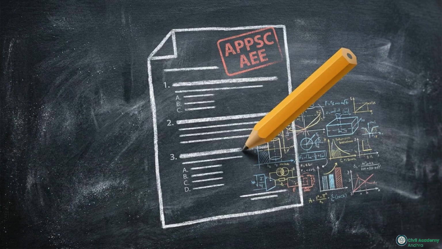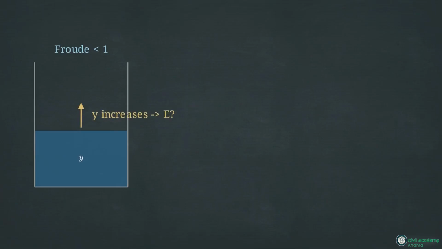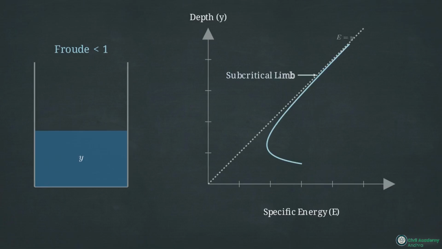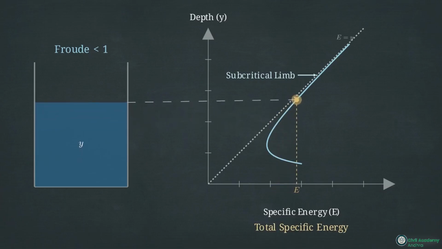Let's tie this all together with a capstone question you might see on the APPSC AEE. Imagine an economical rectangular channel with a Froude number of less than 1. If the flow depth is slightly increased, what happens to the specific energy? A Froude number under 1 means slow, subcritical flow. This places our state on the specific energy curve's upper limb. Since the curve slopes outward here, any increase in depth pulls the point right on the x-axis, increasing total specific energy.